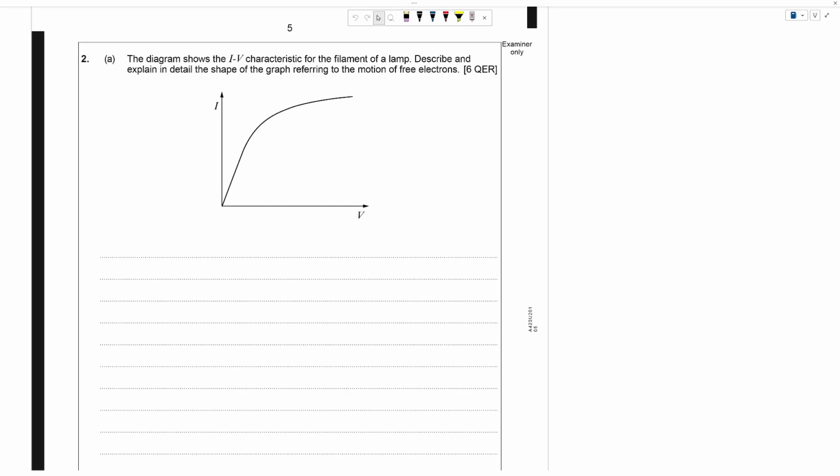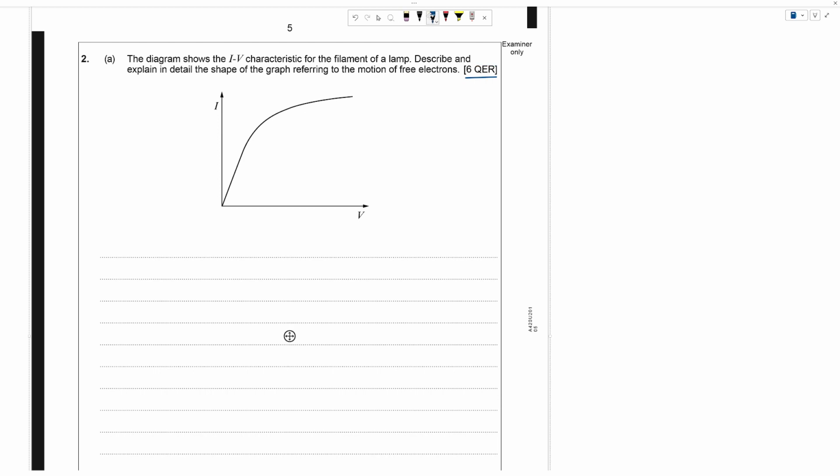Okay, this is question 2, and look, it's the 6-mark QER. So what does that mean? Remember that QER stands for quality of extended response. Unlike a normal question, where if I had a question that said describe and explain, and it was worth, say, 3 marks, I would have to think that I need to make 3 points because there will be 1 mark per point made. That is no longer the case once it's a QER question.